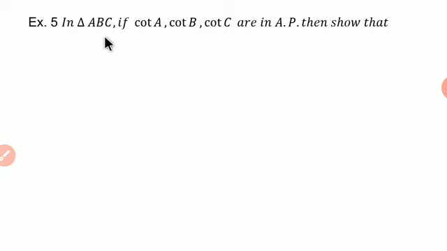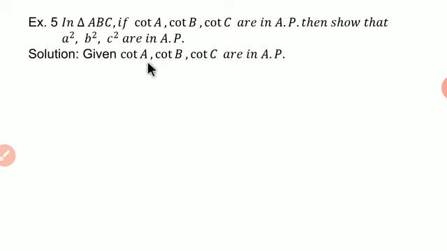In triangle ABC, if cot A, cot B, cot C are in AP, meaning arithmetic progression, then show that a square, b square, c square are in AP. Our aim is to prove that a square, b square, c square are in arithmetic progression. So in the solution, first we use the given thing: cot A, cot B, cot C are in AP.